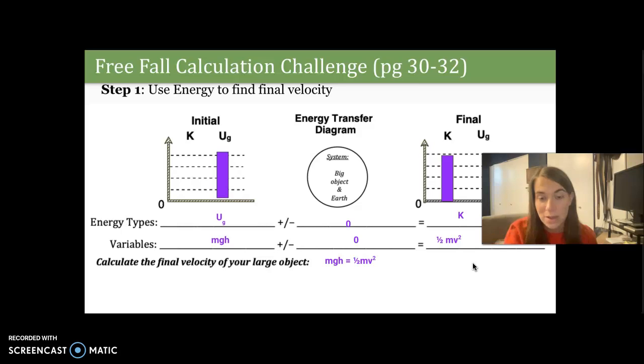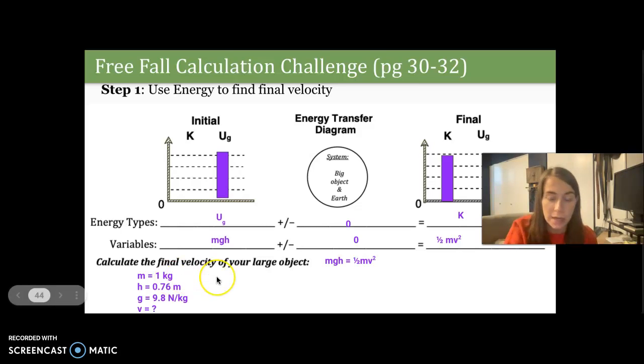Same scenario, different variables. So now the mass of that heavy object, it's about 1 kilogram. It's a heavy rock, okay? It's about 2.2 pounds. So 1 kilogram times the gravity times the height. Pause the video again. Solve for the final velocity. How fast is the big thing going before it hits the ground?